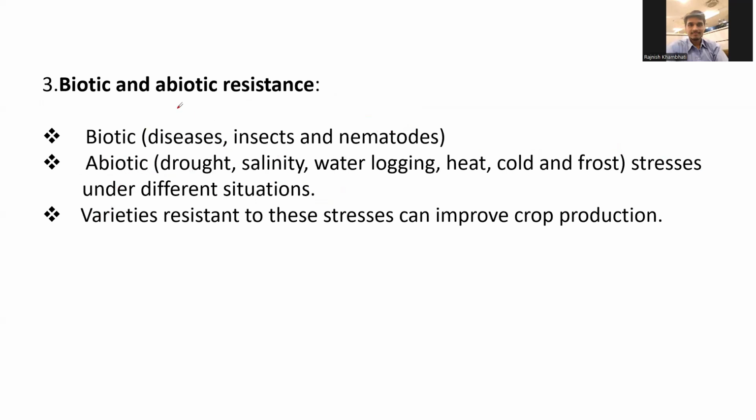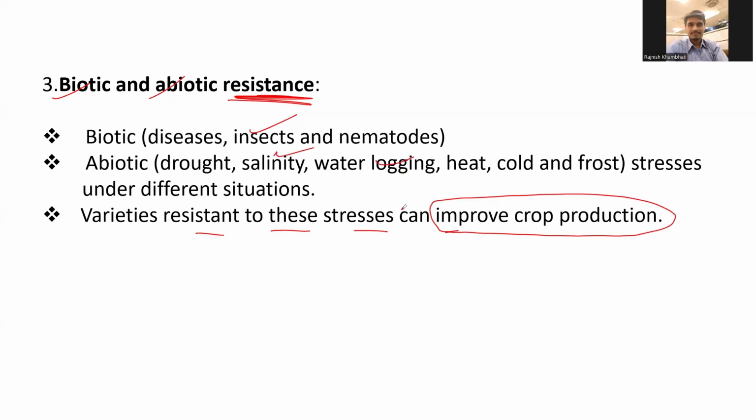So your plant should be resistant, means it should not get affected from any of this. Whatever happens, your plant must grow. Varieties resistant to these stresses can improve the crop production. For example, you have insects in your plants, your soil is saline, water lodging problem is also there. Under this condition, normal plant cannot grow, but your crop is growing. When your crop is growing, it will give me yield. That means it is improvement of production. Improvement of yield. Clear?